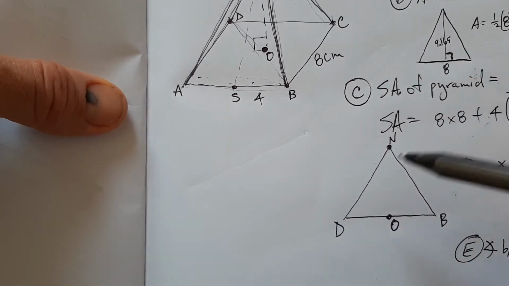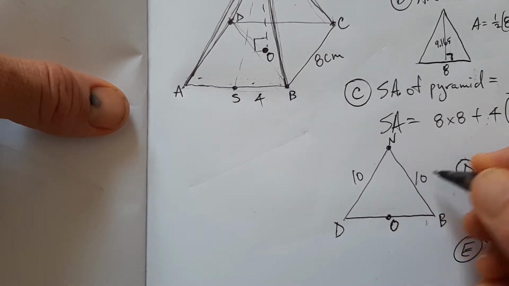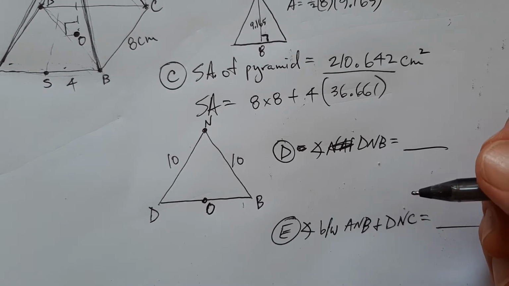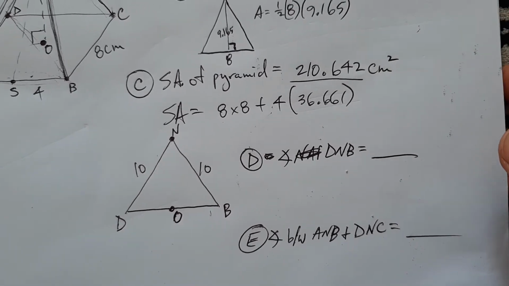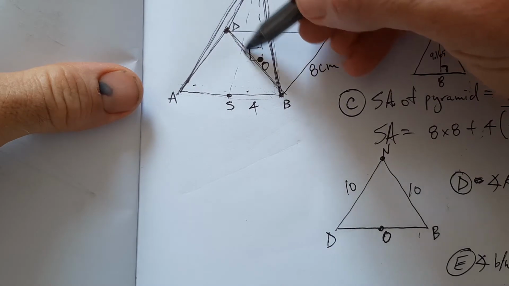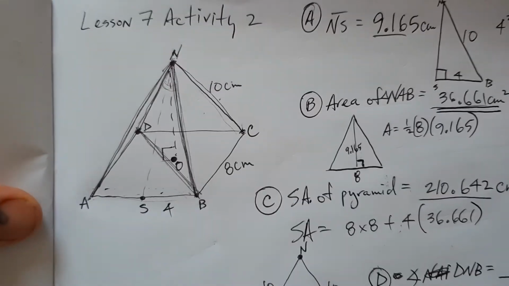Well, we know D to N and N to B is 10, and that's 10. What do we want to get again here? The angle. So to calculate that angle, what do you think we're going to use? I think we need to find this length here. What is that length there? Remember, the base of this thing is a square.